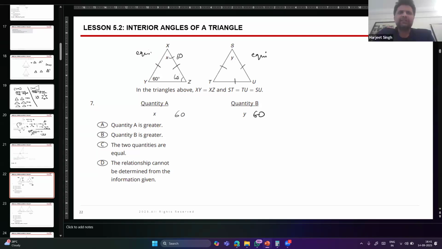So are these congruent or are these similar? Similar, because we are not given the relationship between XY and ST. So they are similar, but in a similar triangle setup, the angles are the same. Corresponding angles are equal.